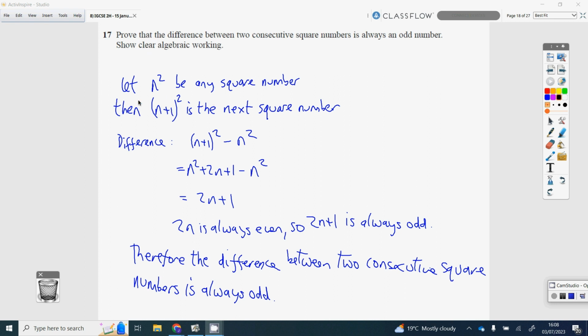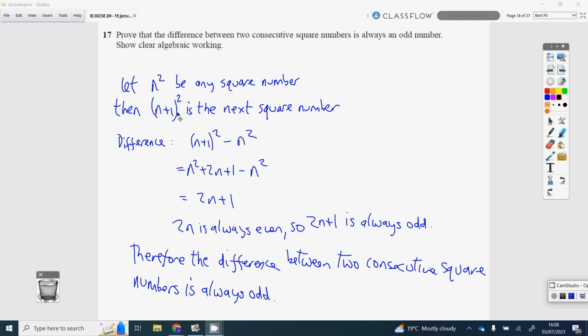So just this is the key line. Just make sure you're comfortable with that. n squared is any square number. The next square number will be n plus 1 squared. So just take any two squared numbers and compare them and think back to this and just double check you understand where they've come from. Because really from then onwards it's pretty straightforward.